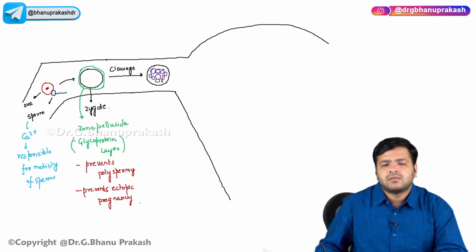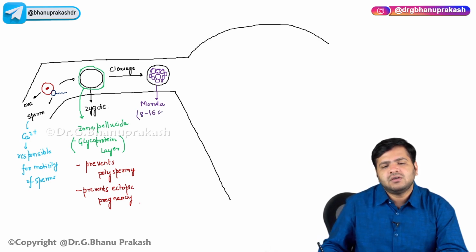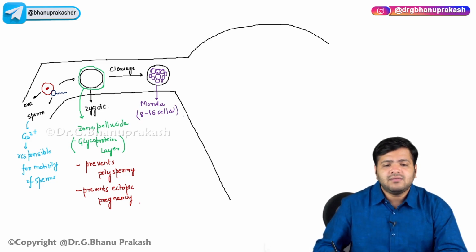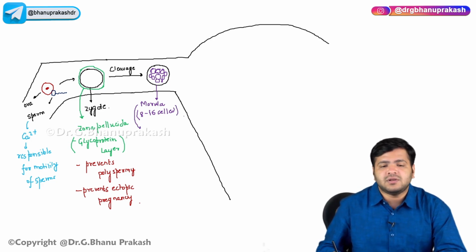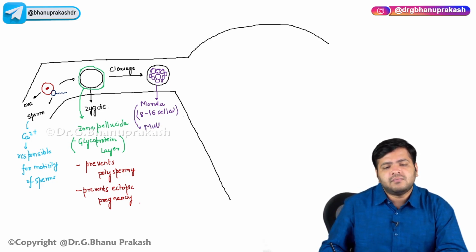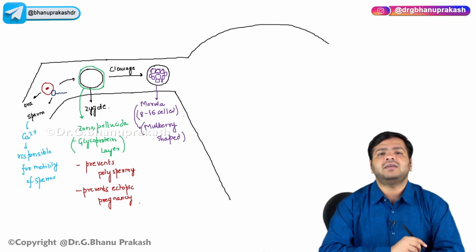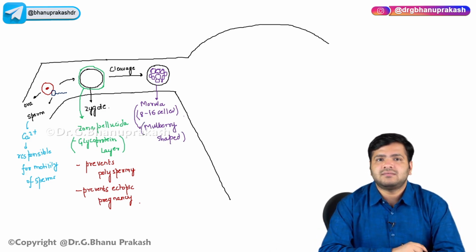Now this morula is an 8 to 16 celled stage. Why is it called morula? Because it is mulberry shaped, it looks exactly like a mulberry. So it is called mulberry shaped, right. So yes, it is the morula, 8 to 16 celled stage.